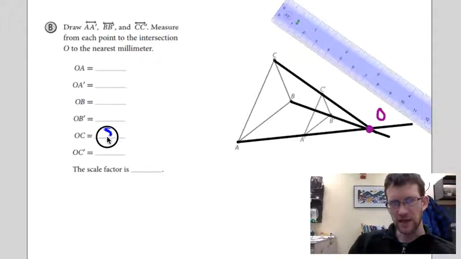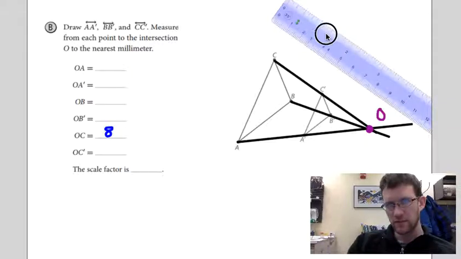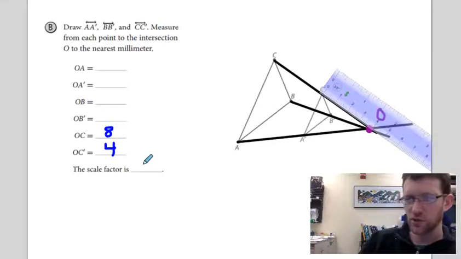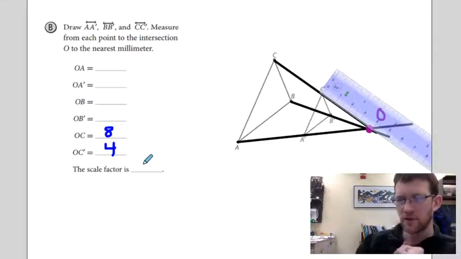So if this is 8 centimeters, and if it's 4 centimeters from C prime to O, is the scale factor 2 or 1/2? That's the question. Well, are we getting bigger or are we getting smaller?